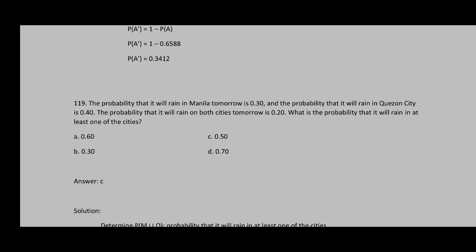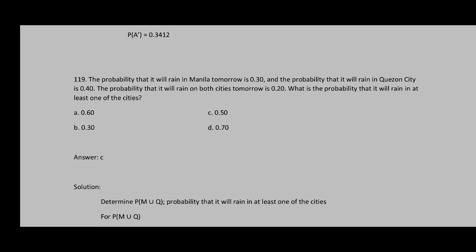Okay, next. Problem 119. The probability that it will rain in Manila tomorrow is 0.30 and the probability that it will rain in Quezon City is 0.40. The probability that it will rain on both cities tomorrow is 0.20. What is the probability that it will rain in at least one of the cities? Sagot daw dyan ay letter C, 0.50.